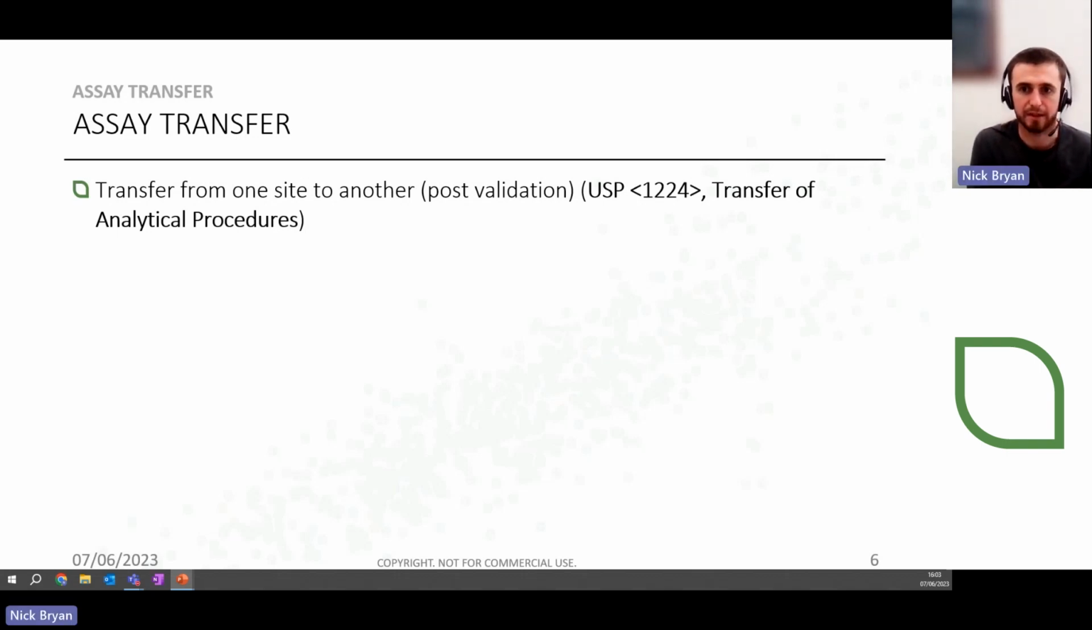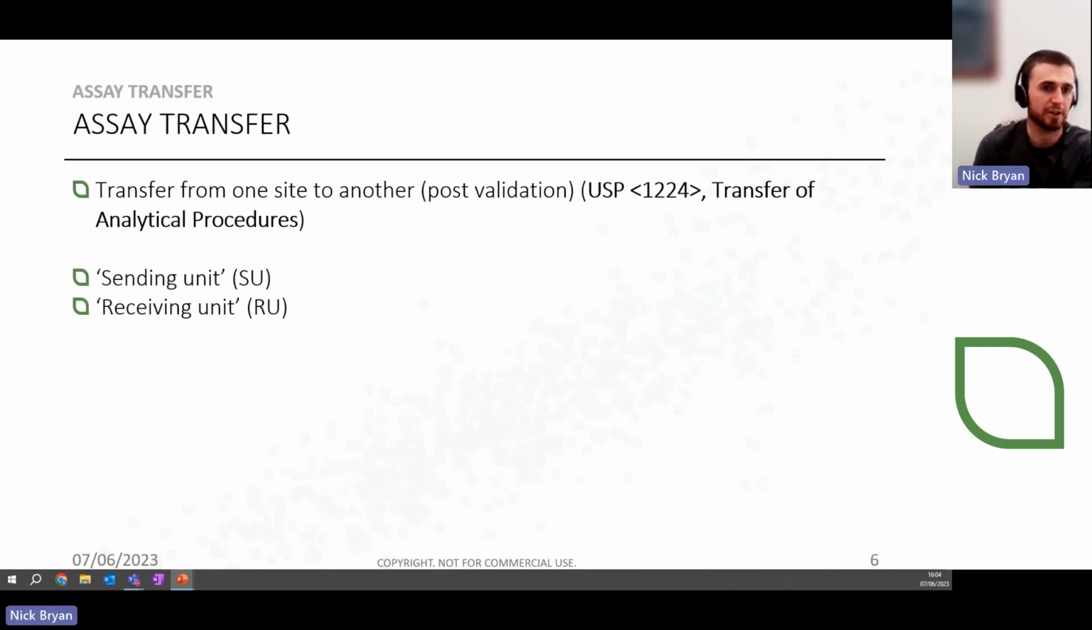And it's about qualifying a laboratory to use an analytical test procedure that has originated at a different site or a different laboratory. The idea of this is to ensure that the new laboratory has the same procedural knowledge as well as training and ability to perform the transferred procedure as it was intended, and to at least the same level of performance as the originating laboratory. This is described in USP 1224, transfer of analytical procedures.